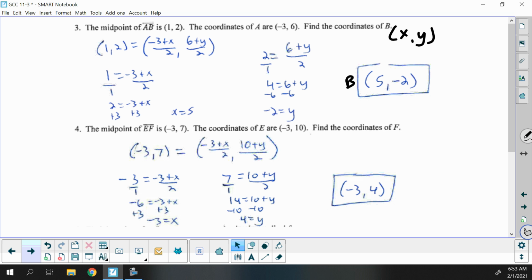Same idea in the next one. Call coordinate f, x comma y. Add the x's, divide by 2, add the y's, divide by 2. Set them equal to the midpoint, solve, and you end up getting -3, 4 for the coordinates of f.